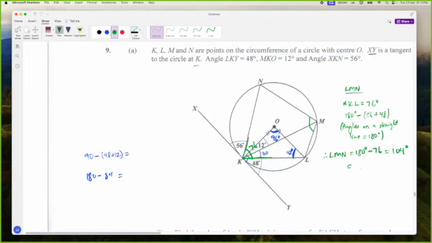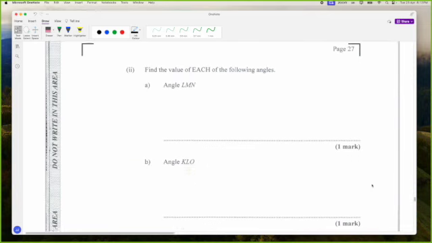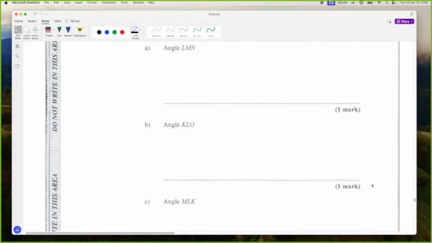And that reasoning is opposite angles in a cyclic quad are supplementary. You can write cyclic quad. All right. And if anybody needs an explanation, circle theory is one of those things. If you can't see it, please let me know.